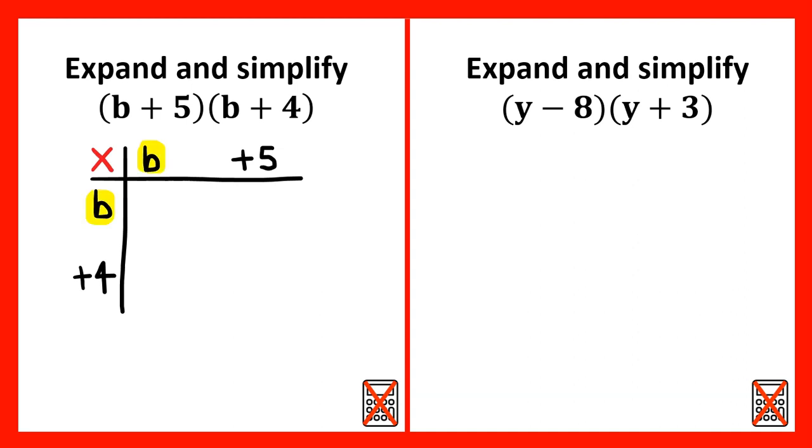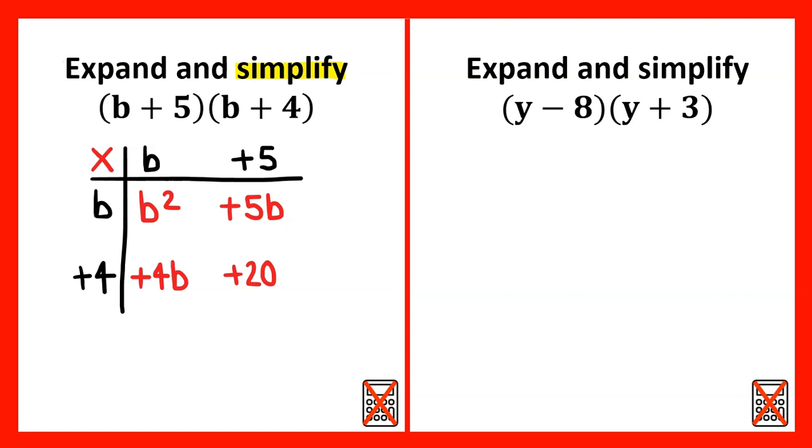And we'll start off by doing b times b, which is b squared. Next we can do b times 5, and I would encourage you to write down the correct signs as you go along as well. So this would give us plus 5b. Next we have b times positive 4, which would be plus 4b. And lastly we have positive 5 times positive 4, which is plus or positive 20. This is the expanding part of the question complete.